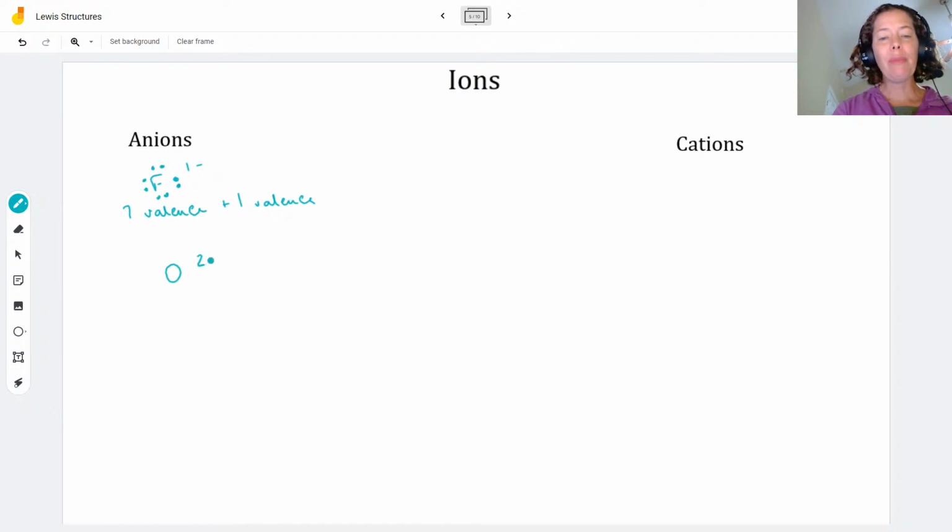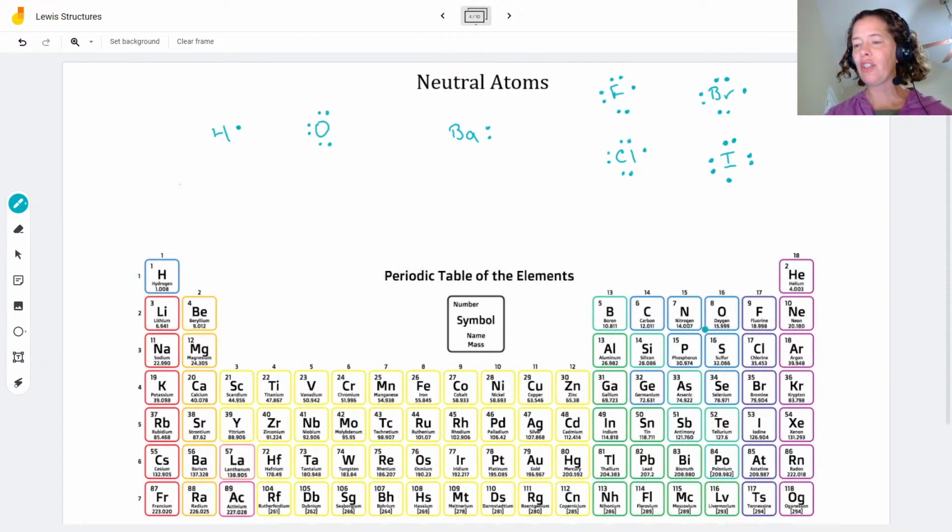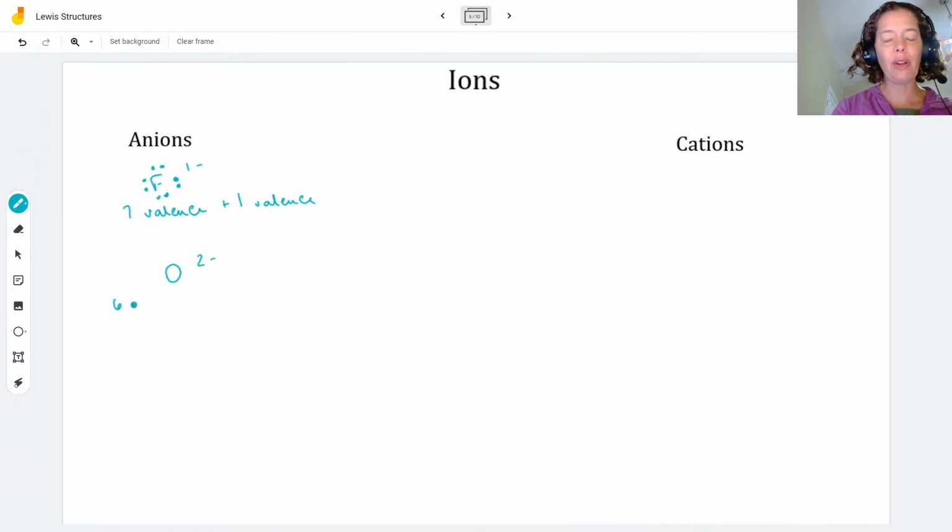So oxygen, when it becomes an anion, it has a charge of -2. I should have maybe put the periodic table on this page, but that's okay. We'll just use this one back here. So finding oxygen, oxygen has 6 valence electrons as a neutral atom. So we start with our 6 valence. It has a charge of -2, meaning it has gained 2 electrons. So I'm going to add 2 more valence electrons. Oops, I didn't mean to make that mark. That's my bad. So again, we have a total of 8 valence electrons, which means I am going to draw 8 dots around oxygen as an anion.